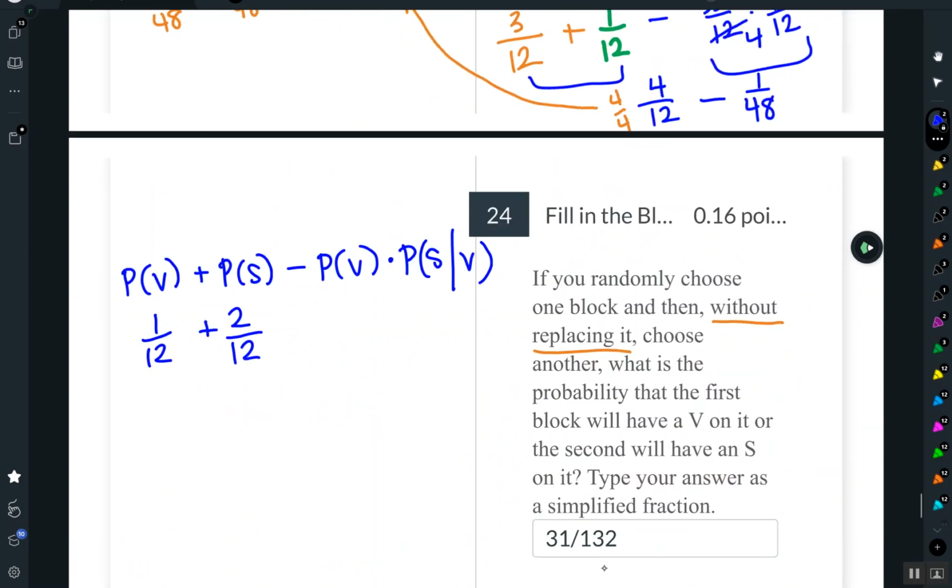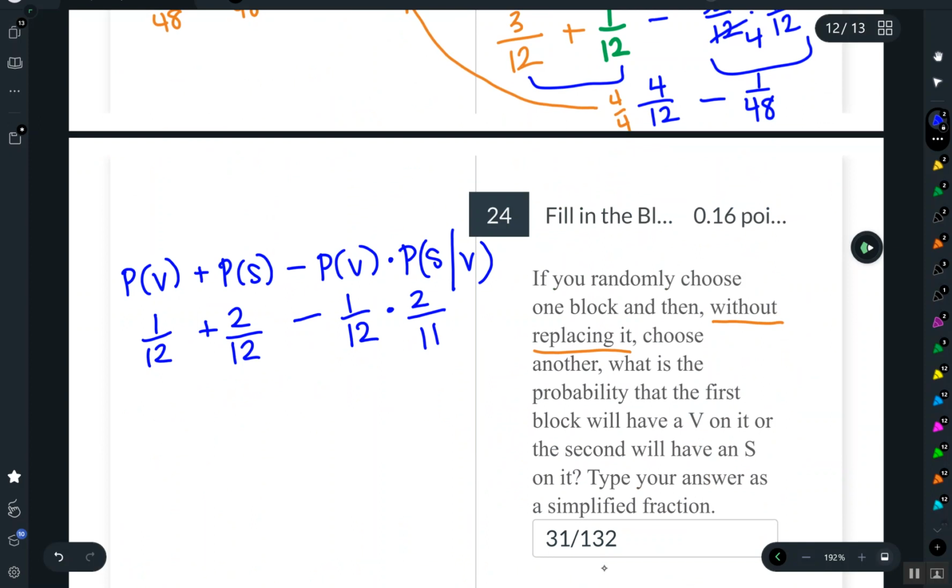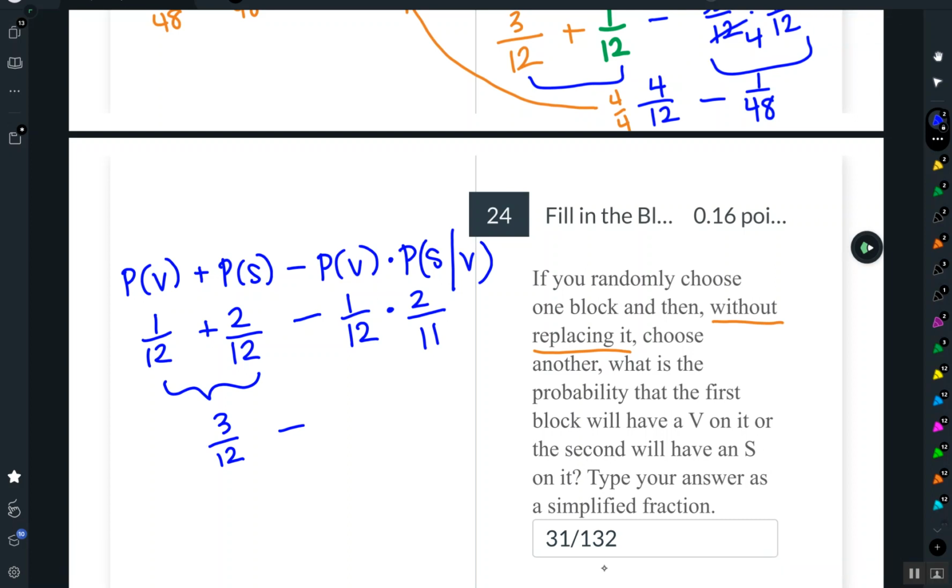So then I'm going to take the probability of a V times the probability of S given you'd already taken a V out. So that's going to be, there's 2 S's, but there's only 11 blocks. So you have to change that denominator because you did not replace it. So then we can do a little cross canceling here. 2 goes into 12 6 times. So 1 out of 6.